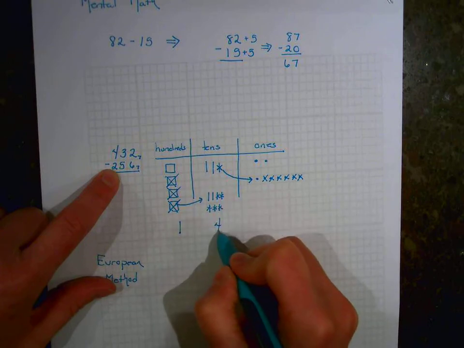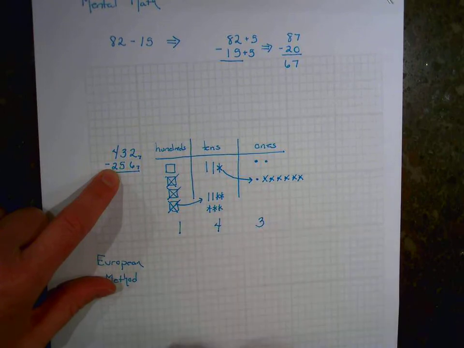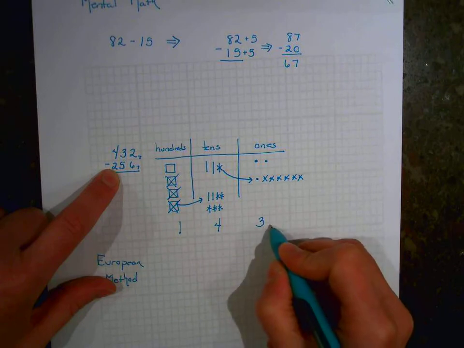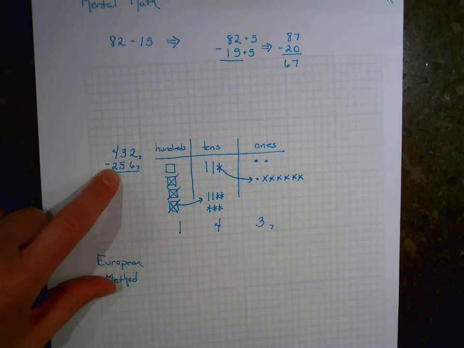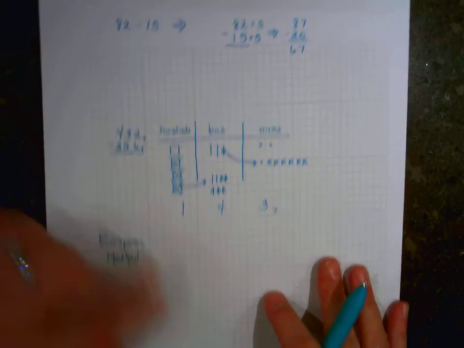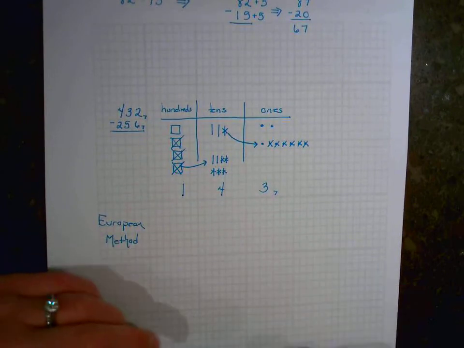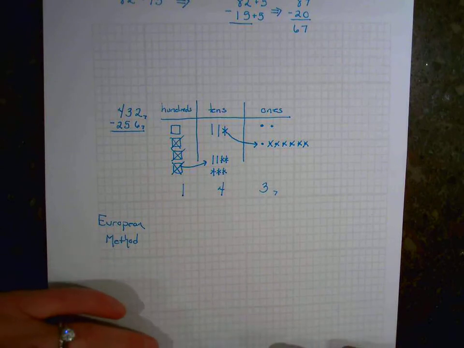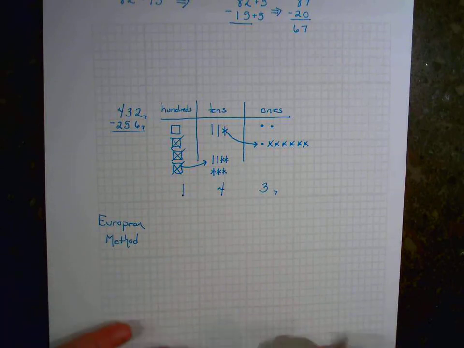Looks like there's 4 longs and 3 singles. So the answer is 43, base 7. So we played a little bit with that algorithm. And the last algorithm that we played with is called the European method. And I thought, oh, we definitely should cover that. It's kind of hard to see it in the notes to understand it.